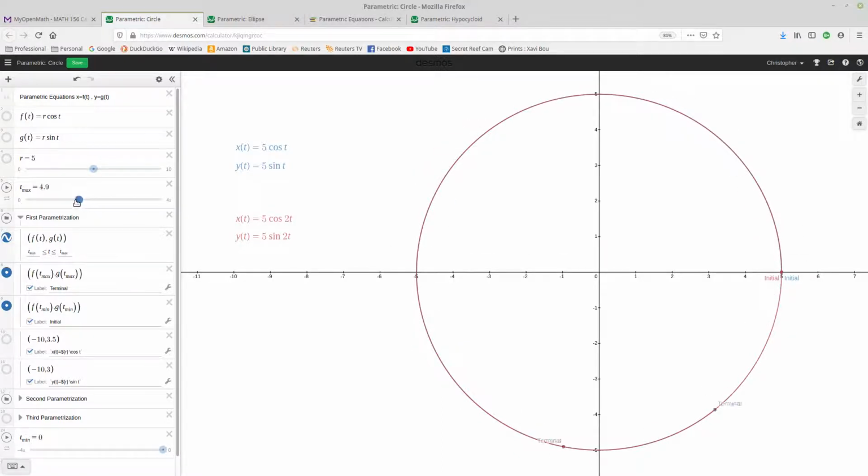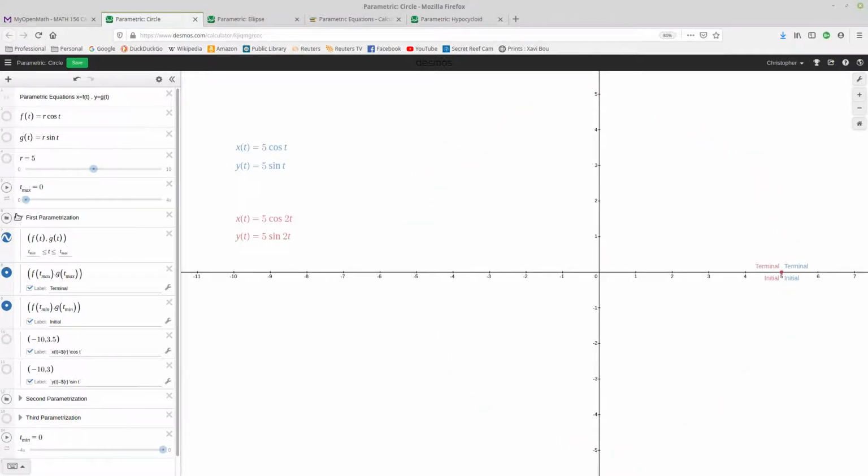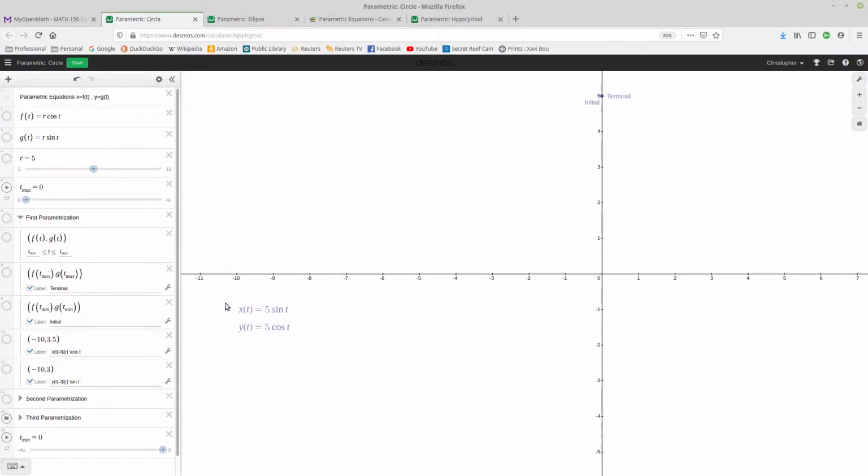We can actually get even more creative, so let's get rid of these parametrizations for the moment. And we can consider a third parametrization. In this one, I've gone back to the just plain old sine t and cosine t, but I've switched them. So the x is defined by the sine function and the y is defined by the cosine function.